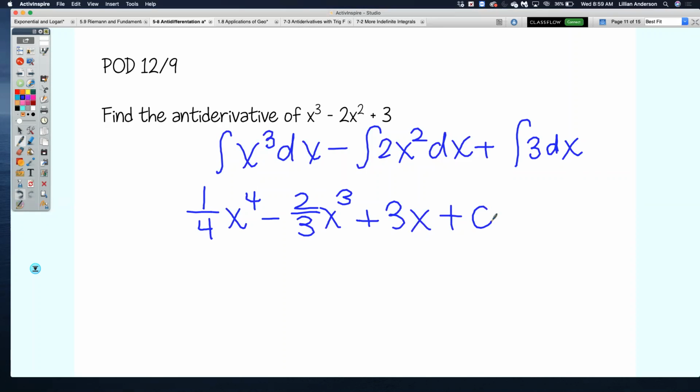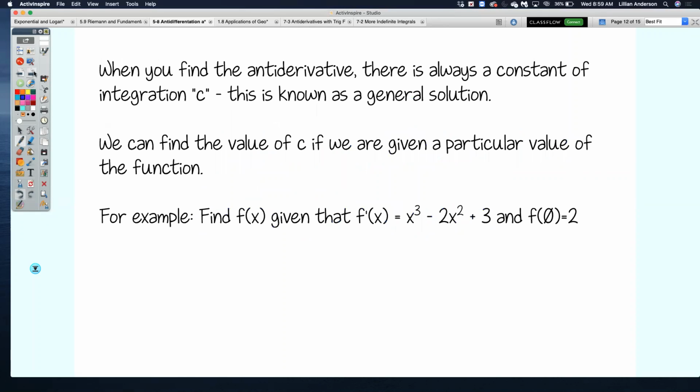Now, that is known as a general solution, okay? Whenever you take the antiderivative of a function, you always have that constant of variation with the c. That is known as your general solution. We can actually find the value of c if we're given particular values of the function.